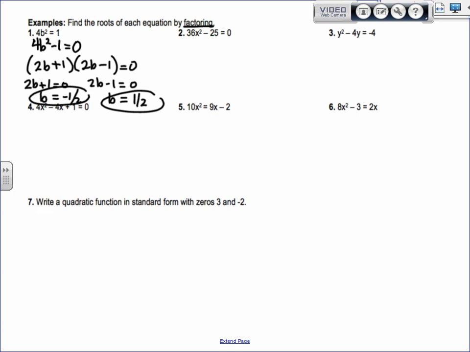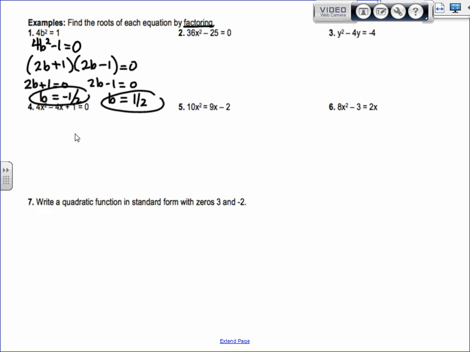Now, some people from the very beginning would have noticed that you could divide the 4 over, and then you can take the square root, and you get b equals 1/2. But whenever you take a square root, remember, what do you have to write? Plus or minus. So you should actually have plus or minus 1/2. Those are solutions, -1/2 and positive 1/2. So you could also do it that way. It's just a lot of people forget the plus or minus. So if it's difference of two squares, you might as well factor.